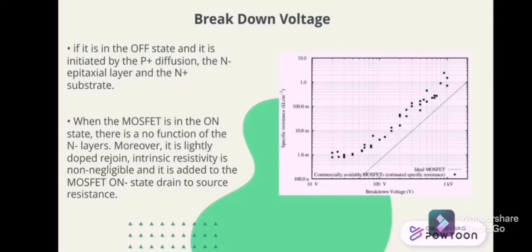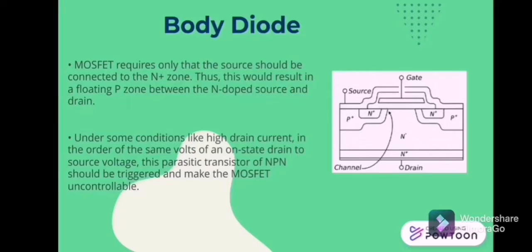Breakdown voltage. If it is in the off state, it is initiated by the P plus diffusion, the N epitaxial layer and the N plus substrate. When the MOSFET is in the on state, there is no function of the N layer. Moreover, it is a lightly doped region. Its intrinsic resistivity is non-negligible, and it is added to the MOSFET on-state drain to source resistance.